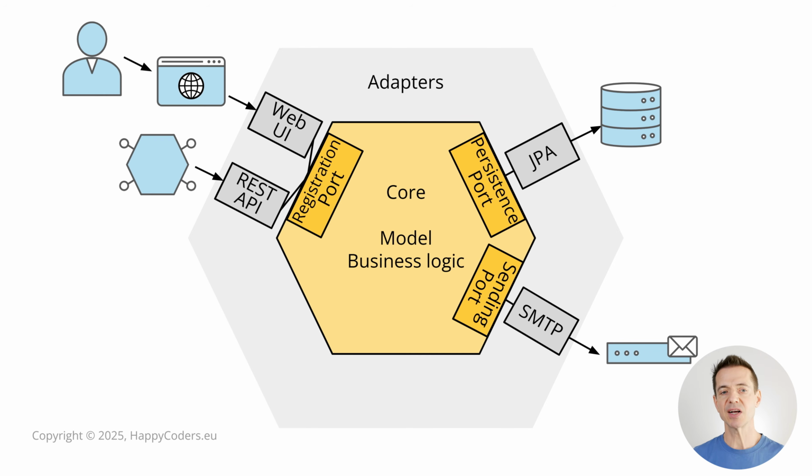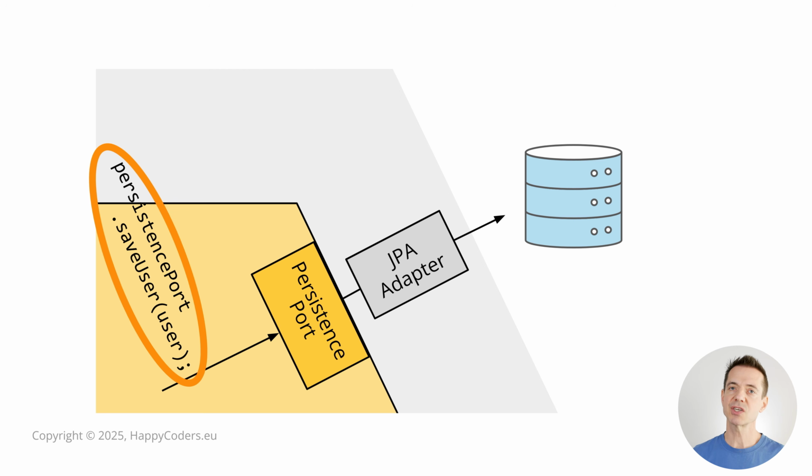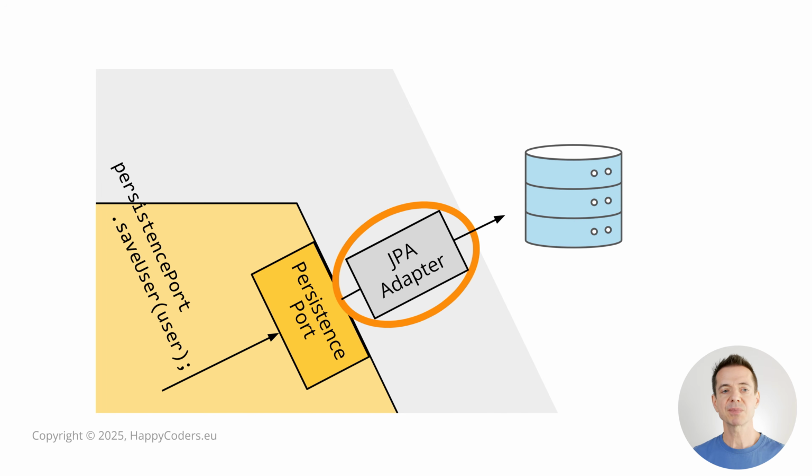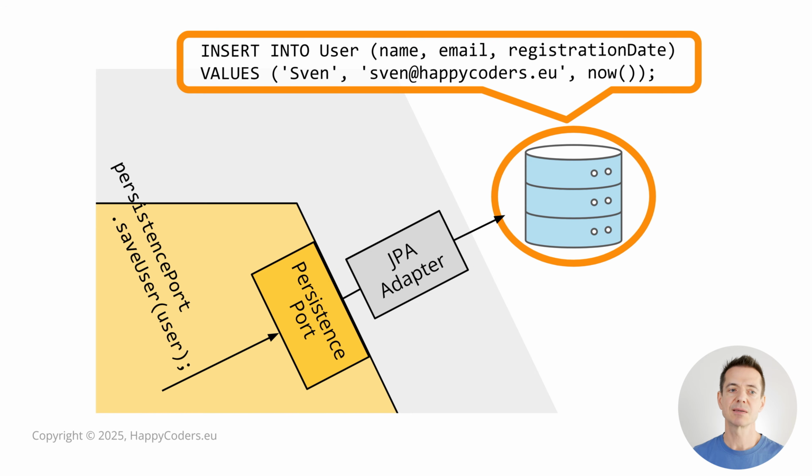Let's take a look at the other side, this right-hand part. To store the user, the business logic calls a saveUser method on the persistence port. The JPA adapter generates an SQL command for this call and sends it to the database. Exactly how the JPA adapter generates the SQL, whether it uses a string builder or Hibernate or Eclipse Link, and which version of these libraries it uses, does not matter from the perspective of the application core. The core is completely isolated from the adapter. I'll show you how this isolation works in a moment.